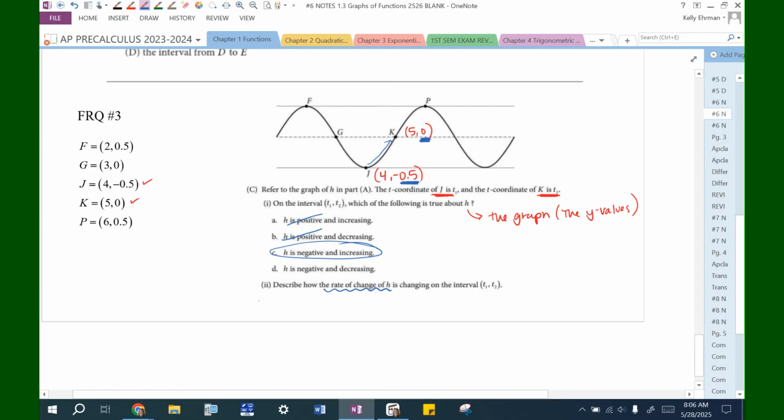So here's how I have to write this. H is concave up on T1, T2. So the rate of change, what did we say? Rate of change is concave up, increasing. It kind of goes together. So H is concave up, rate of change is increasing. Those are the two important things that you have to write for that.